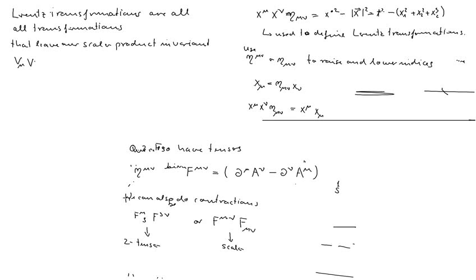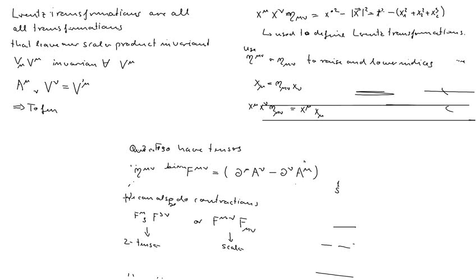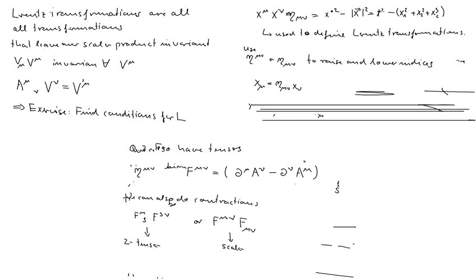for all vectors v mu. And we want to have a transformation, lambda mu nu, that acting on v nu gives you something like v mu prime. And, well, to find the condition, that's an exercise for you. Find the condition for Lorentz transformations. So what does that mean for the matrix lambda mu nu?